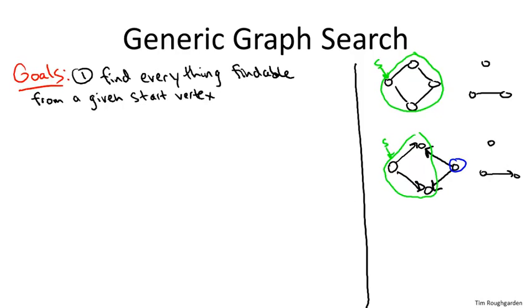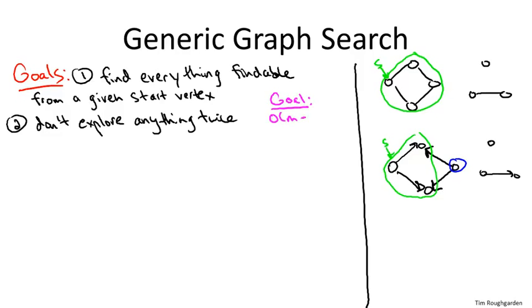So we want to find everything findable, i.e. that we can get to along paths, but we want to do it efficiently. And efficiently means we don't explore anything twice. Right? So the graph has m arcs, m edges, and n nodes or n vertices, and really we want to just look at each piece of the graph only once or a small constant number of times. So we're looking for running time which is linear in the size of the graph, that is big O of m plus n.